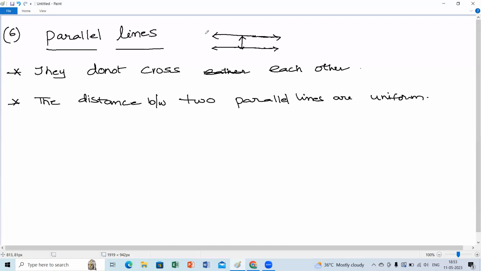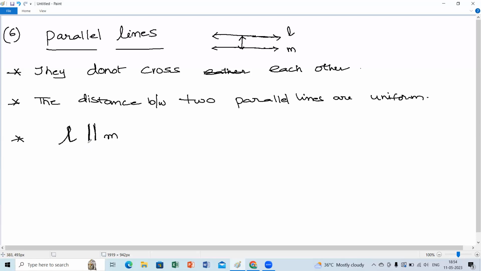What is the symbol, children? Suppose this is line L, and this is line M. How are you supposed to represent parallel lines? Line L is parallel to line M. This is the symbol for parallel, children. Two long vertical bars, ||, is the parallel symbol. How are you supposed to represent it?